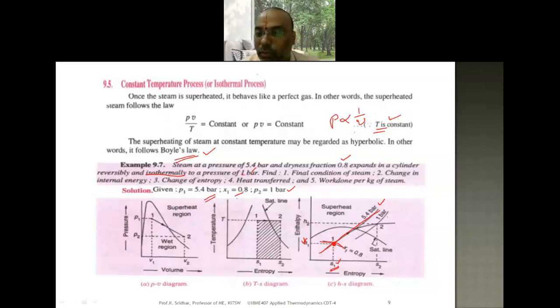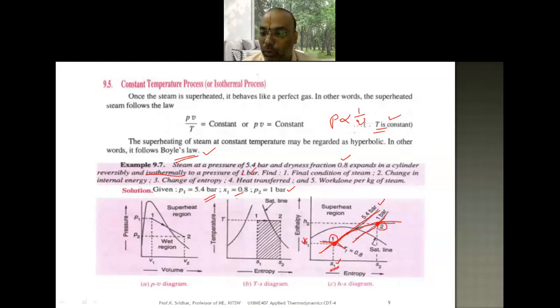So expanding isothermally means, after locating this particular point number 1, see where these constant temperature lines are passing. Let us say a constant temperature line is passing like this. Now it is expanding to 1 bar. So the 1 bar line is passing like this. The 1 bar line and the constant temperature line both intersect at this particular point. So this is the point number 2 and this is my point number 1.